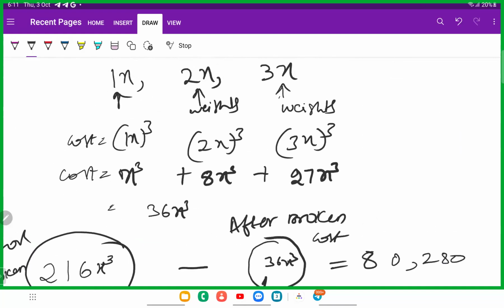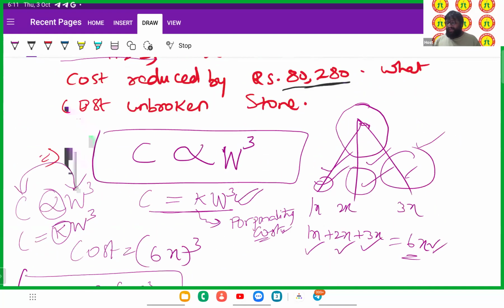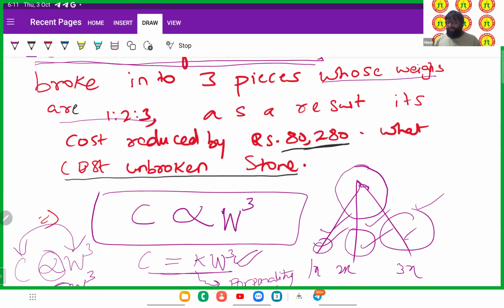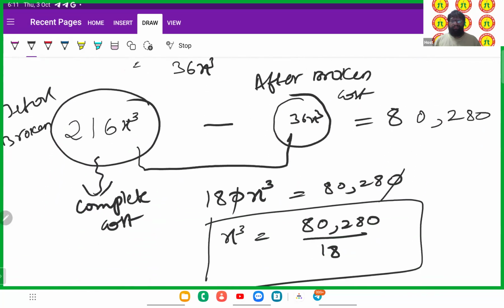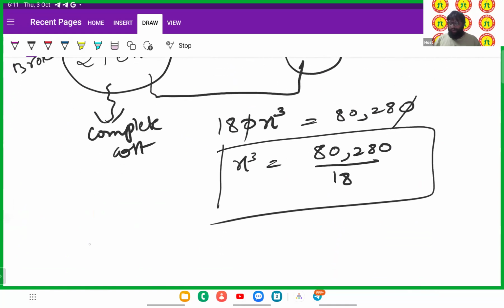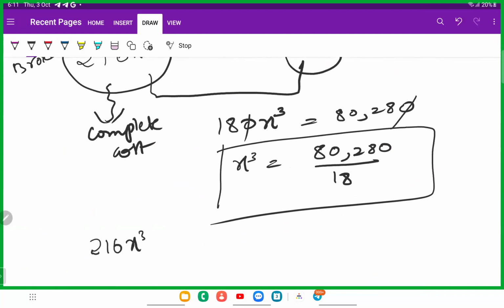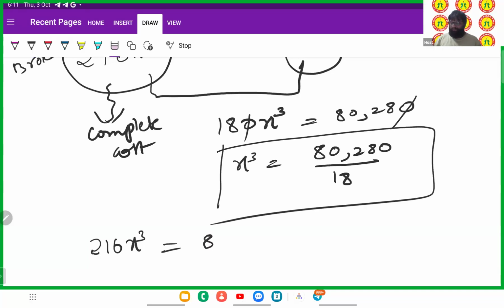Sir, now they are asking us what is the cost of unbroken stone. Yes. So cost, sir, there's no extra zero at 80,280, sir. We already cancelled it. Yes, sir. So I didn't get what you people are telling. Sir, here, sir, when you wrote x cube is equal, it should be 8 by 18, sir. Yes, sir, you wrote an extra zero.